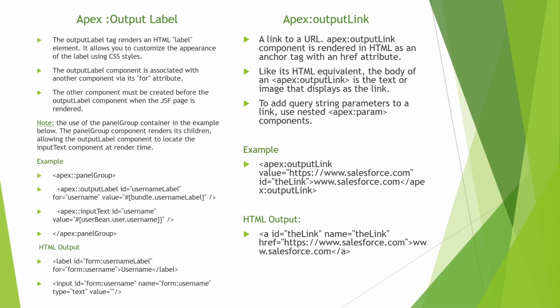Note the use of the panel group container in the example below. The panel group component renders its children, allowing the output label component to locate the input text component at render time. Example. HTML output.